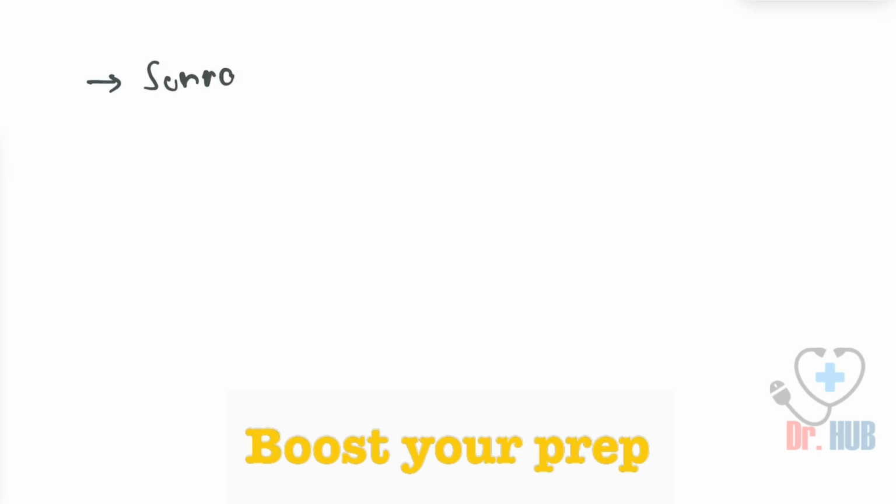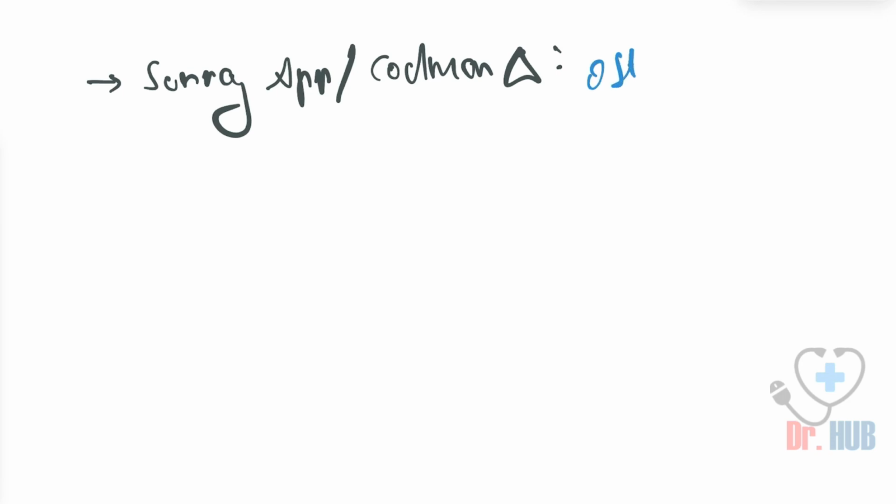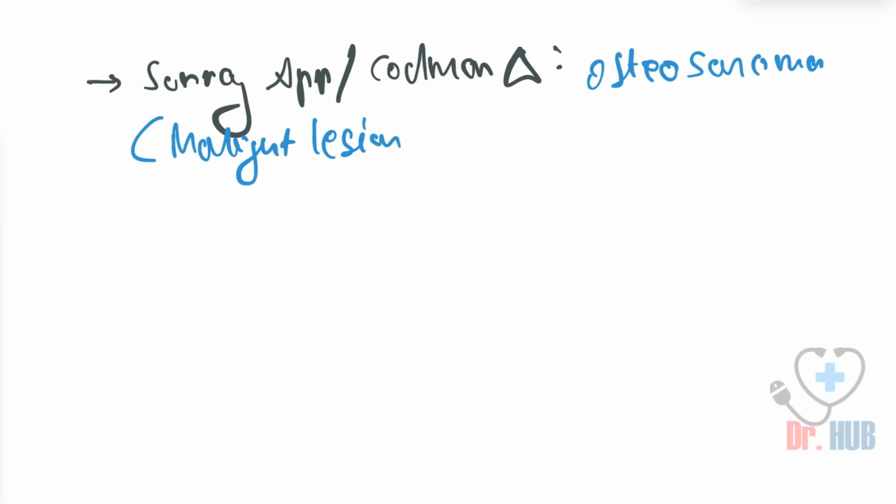So first we are going to study about the sun ray appearance or the Codman's triangle. So what kind of tumor does this include? So this includes the osteosarcoma, but it can be seen in any malignant lesion as well. So the sun ray is osteosarcoma.